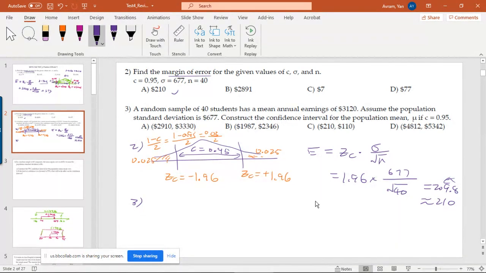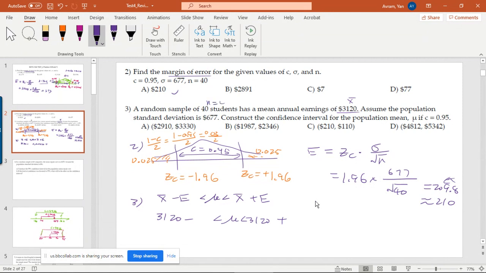For the confidence interval, we have mu is between x bar minus E and x bar plus E. That is called a confidence interval. So this is x bar. The mean earning is 3120. And then E here, actually this is the same as the previous one.